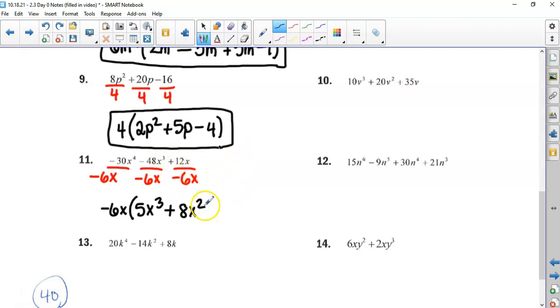Let me say that again. Positive 12x divided by negative 6x. So 12 divided by negative 6 is negative 2. There was a single x. You factored it out. That's as far as we go.